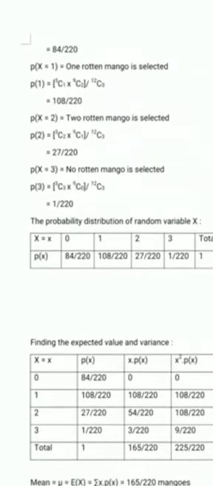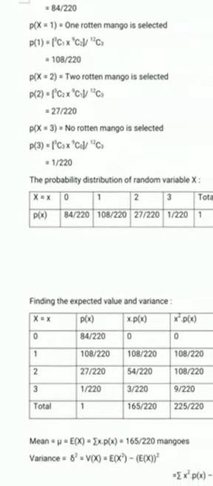Now, moving on further with the sum, we have to find the expected value, that is the mean, and the variance. So, with that, as learnt earlier, we prepare a tabular form with the columns x, px, x into px and x square into px. Finding out the mean first with the tabular form. So, x into px, that is 0 into 84 by 220 will give the answer 0. 1 into 108 by 220 will give the answer 108 by 220. 2 into 27 by 220, that gives the answer 54 by 220. 3 into 1 by 220 will give the answer 3 by 220. So, the total comes down to 165 by 220.